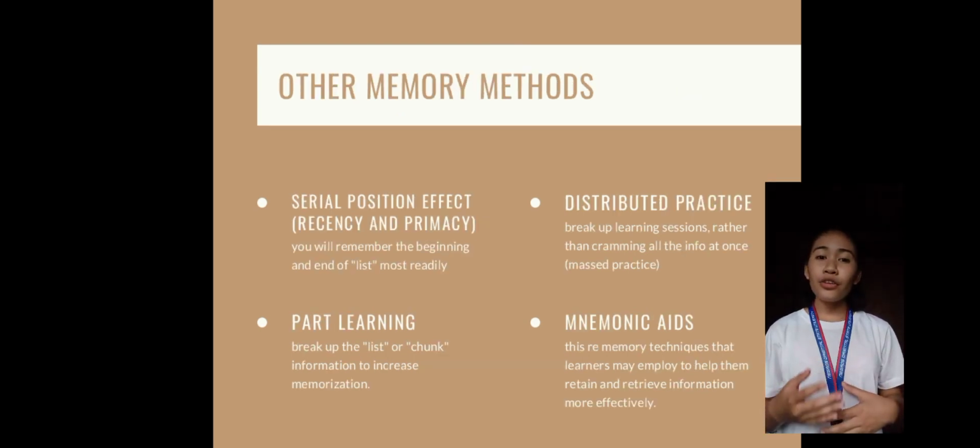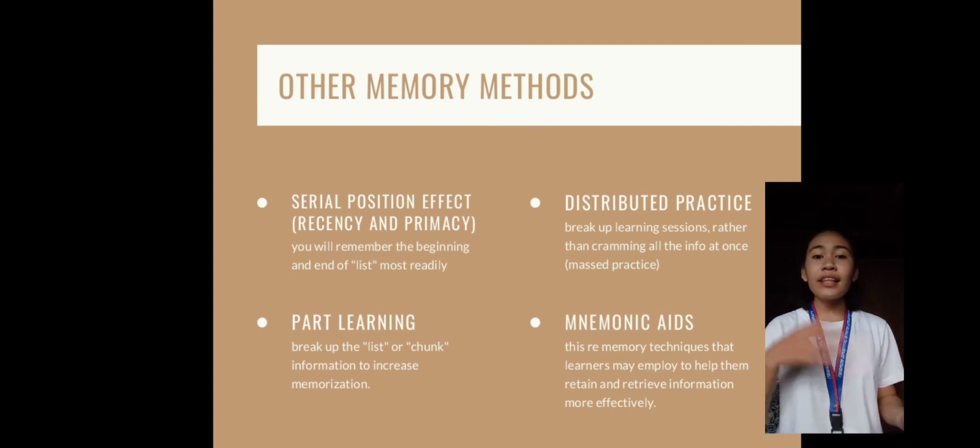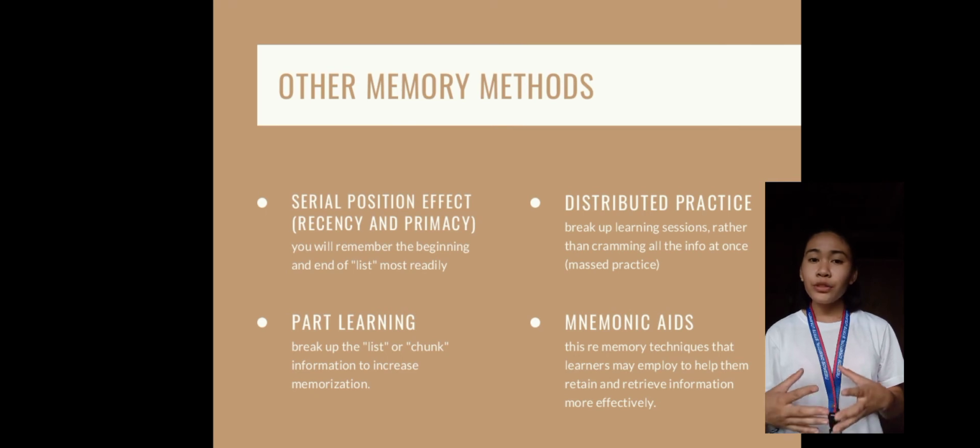So there are other memory methods. First, serial position effect, recency and primacy. You will remember the beginning and the end of a list most readily. So example, when you read a novel 2 months ago, you will just remember the beginning of the story and the ending of the story.